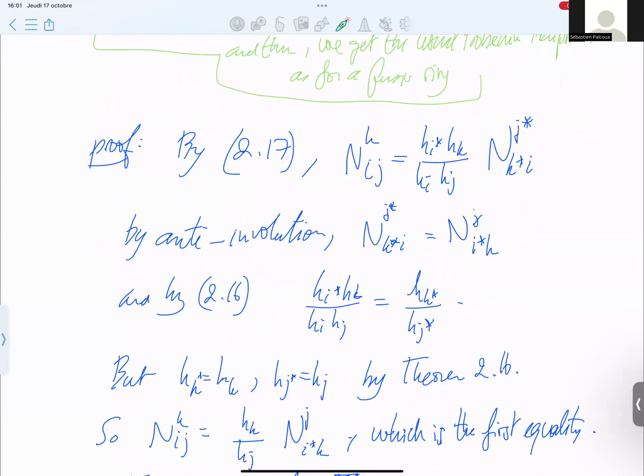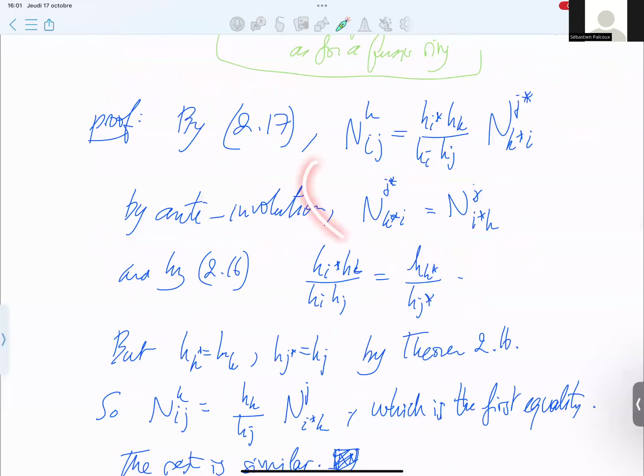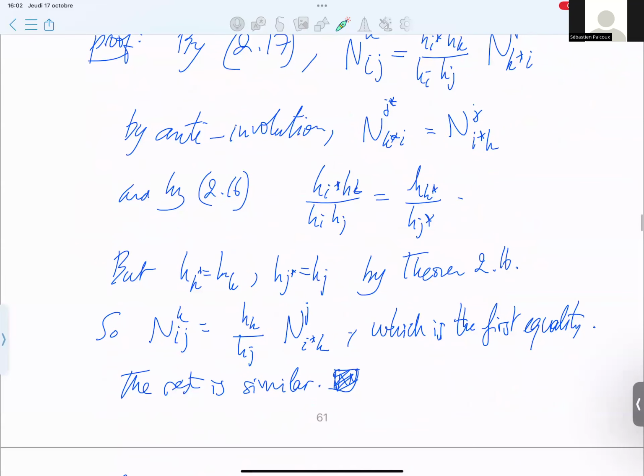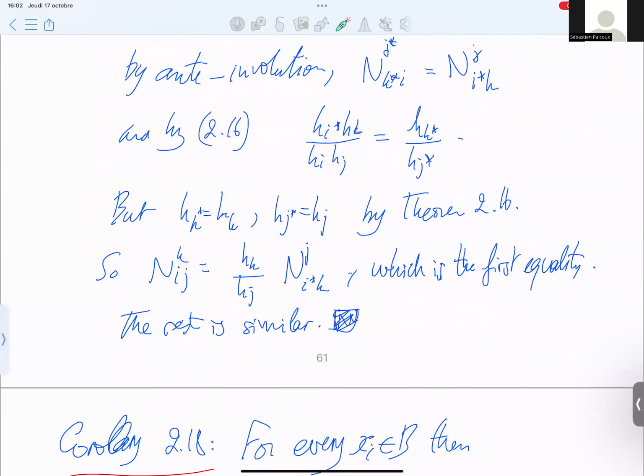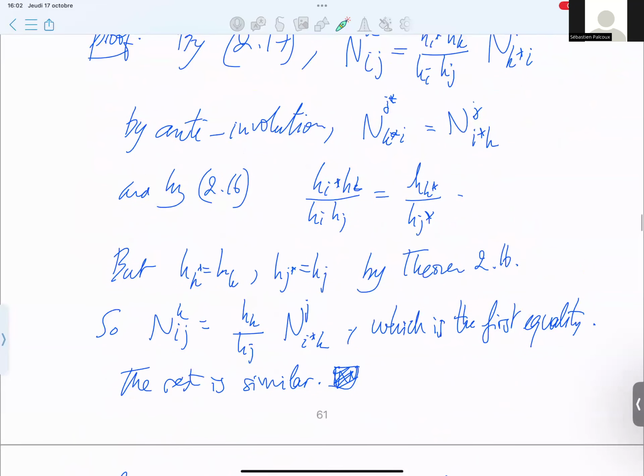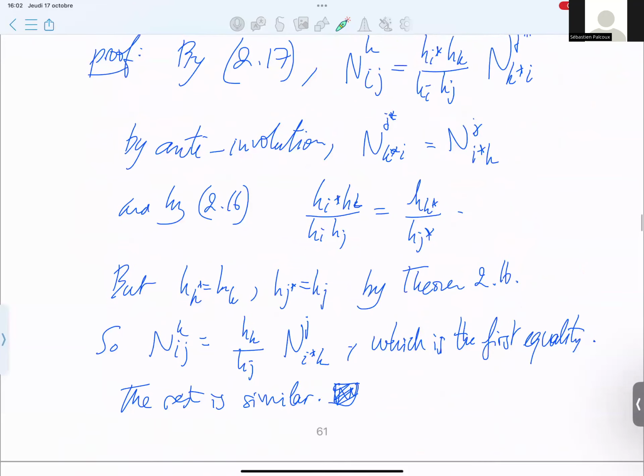Okay, so the proof requires this anti-evolution definition assumption, and this kind of equality we proved before. Yeah, so it's reduced to that.